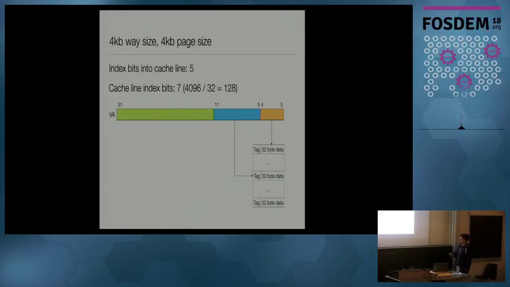And because we have a physically tagged cache, what we need to do is that we take the upper 20 bits of the virtual address, the page frame number, translate it via the TLB to get the physical page number, and then we need to compare it with the tag of the cache line we have identified. And when there is a match, we have found a cache line which contains our data, and we can use the index into the cache line to get our data.